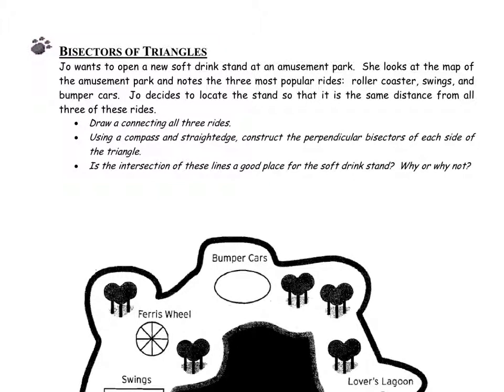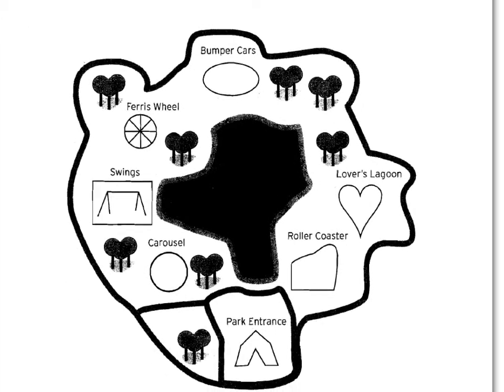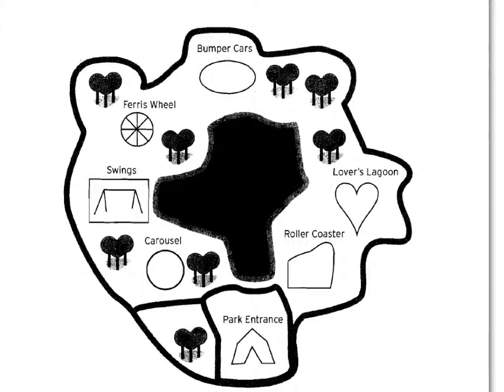Okay, today we're looking at the bisectors of triangles. We're going to look at angle bisectors in a triangle and perpendicular bisectors of the sides of a triangle. We did a little activity in class where we created a triangle. We had read this word problem.